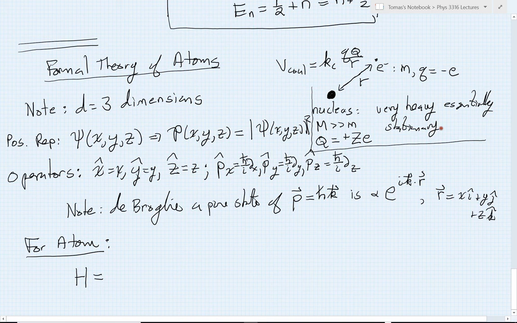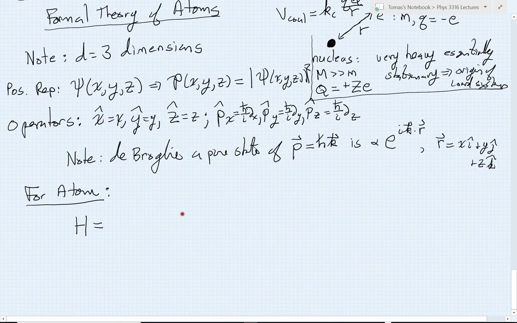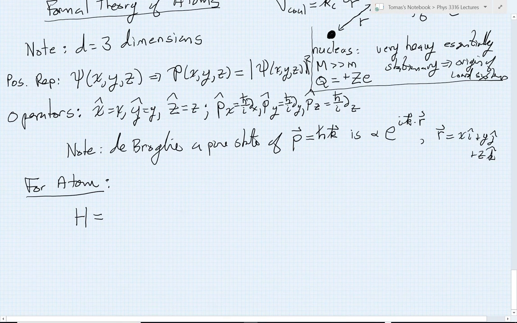And I'm going to put it at the origin, and we're going to use it for the origin of our coordinate system. So that's just a little technical detail. Why I bring that up is that the Hamiltonian should be the total kinetic energy plus the total potential energy.